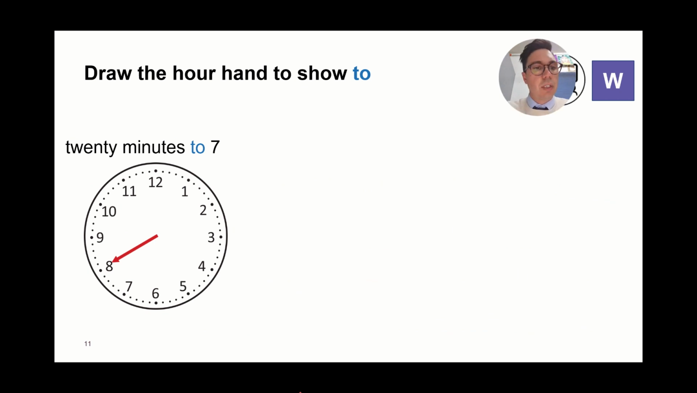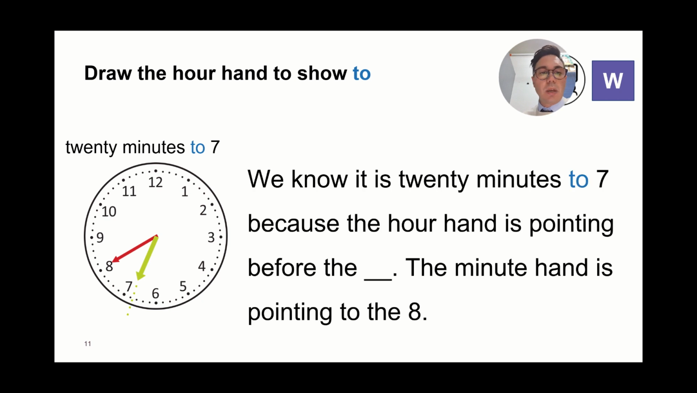Your turn to draw this time. I want you to draw the hour hand to show 20 minutes to 7, and you also have to fill in the minute hand on your clock. Do that now. Remember, it's before the 7. We are going towards the 7, so it's between the 6 and the 7, just like this. Here we are. We know it is 20 minutes to 7 because you see we're still going this way, and the hour hand is pointing before the 7. The minute hand is on the 8.